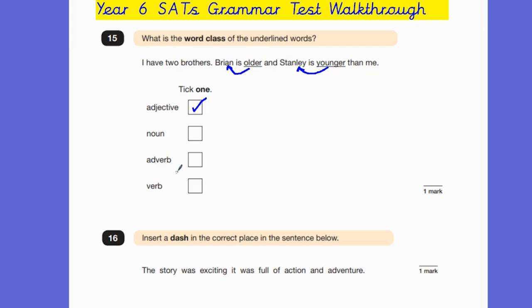Number 16, insert a dash in the correct place in the sentence below. And we know that a dash is used to add additional information, as parentheses do. So the story was exciting. It was full of action and adventure. So my dash would need to go here, between exciting and it.